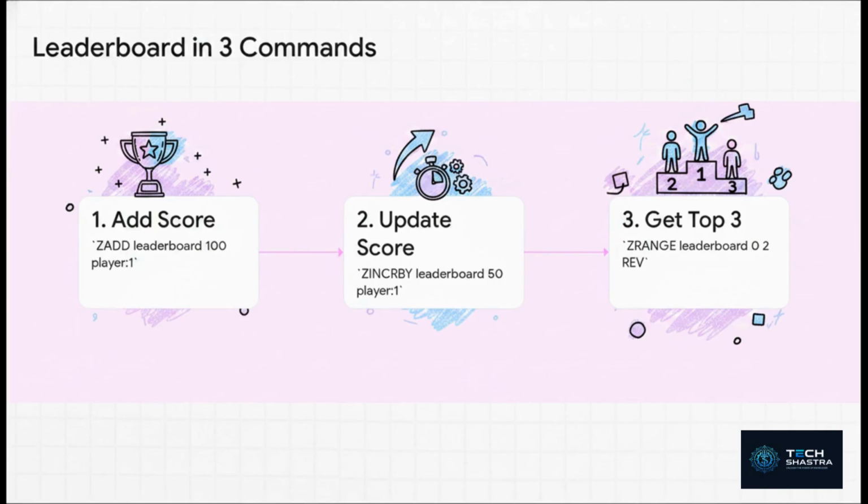With one command, ZADD, we add a player and their score. Redis just handles keeping everything sorted automatically. A player scored more points? ZINCRBY updates it. And getting the top 3 players, just one command, ZREVRANGE. That's it. A fully working, real-time leaderboard in 3 commands.